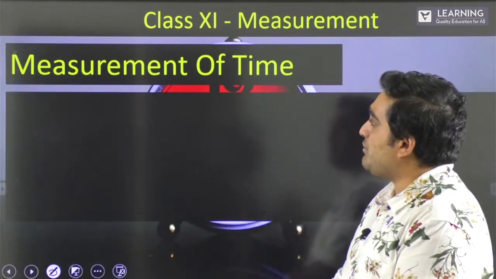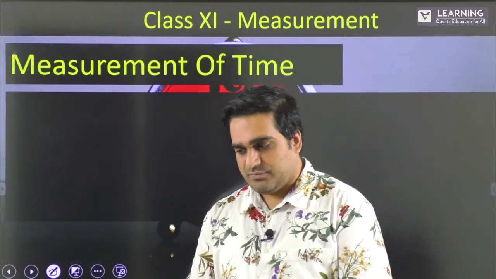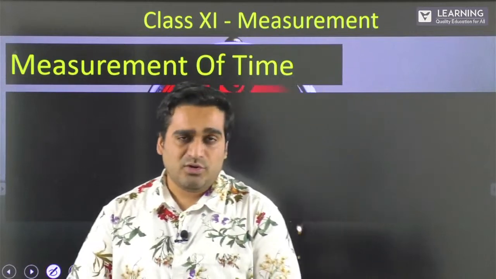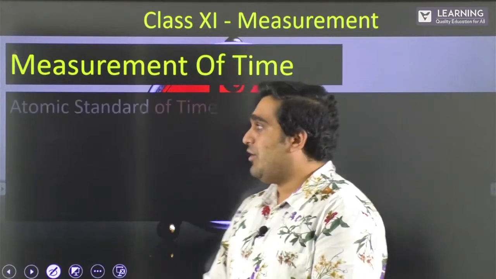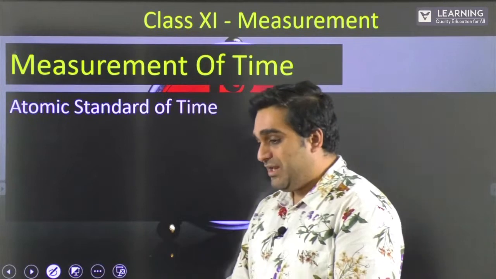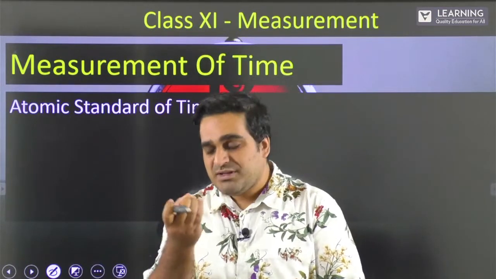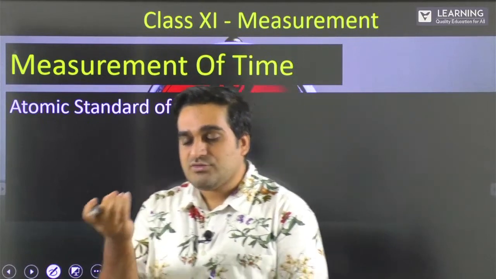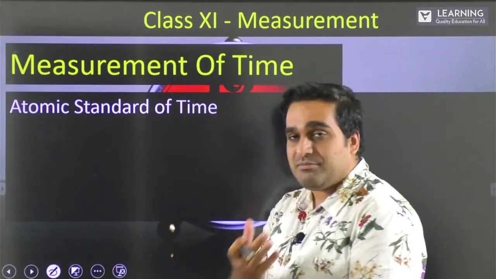Now, for the measurement of time in modern times, how do we measure time? Well, one way is by looking at your watch, but that is still not accurate enough. We need better accuracy when it comes to measuring time. So how would we do that? We use what is called an atomic standard of time, meaning we use atoms to determine the preciseness of time.